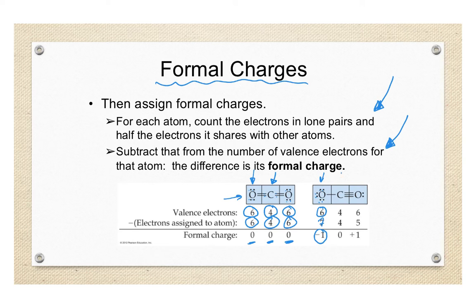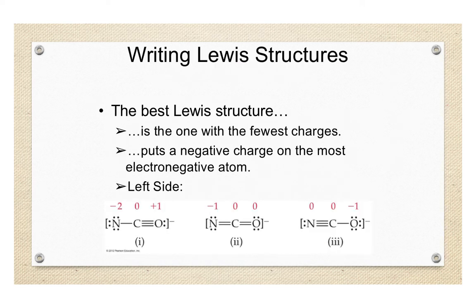Carbon brings 4 to the party. It has half of each of the bonds that are with it, so it has 4, so it has a formal charge of 0. The oxygen on this side comes with 6, and right now it has 1, 2, plus half of each of the bonds assigned to it, so 5 electrons overall, and it has a formal charge of +1. So how is that helpful?